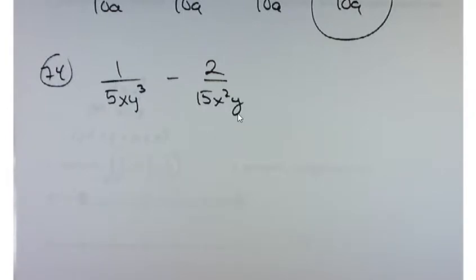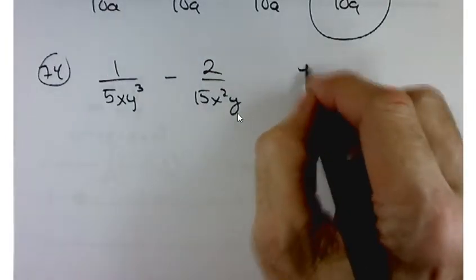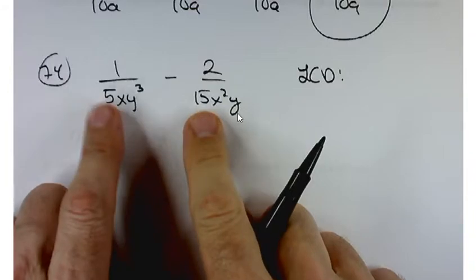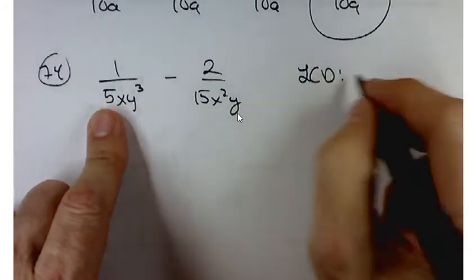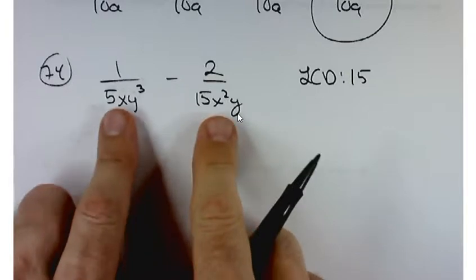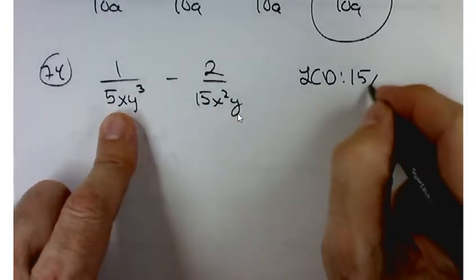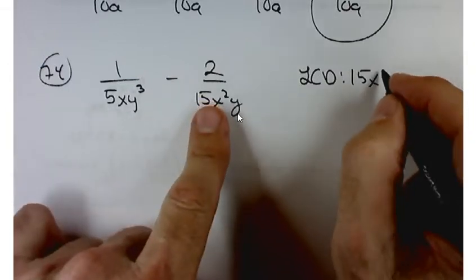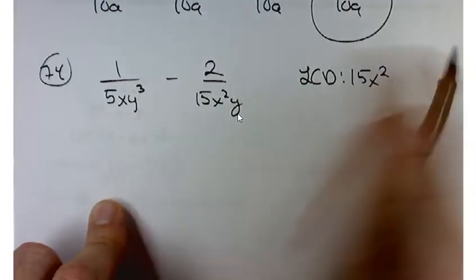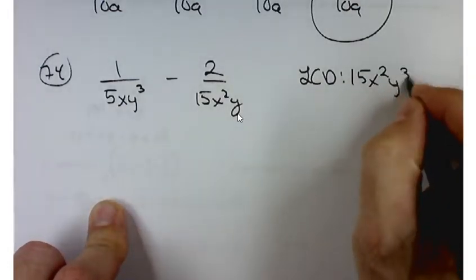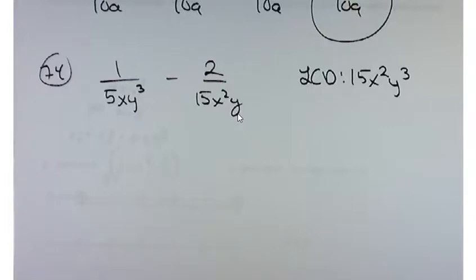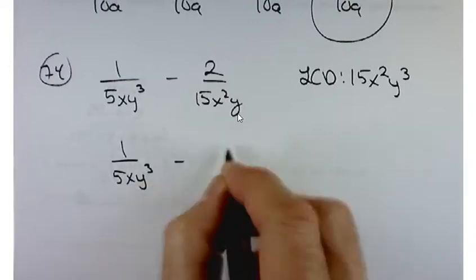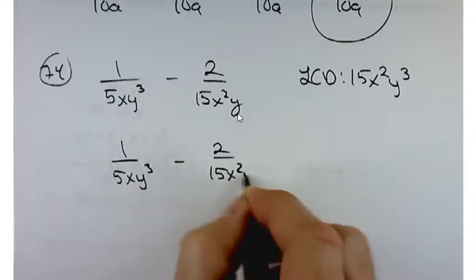Okay, so as far as the LCD is concerned, let's take a look at it in a couple parts. Between the 5 and the 15, what's the LCD? 15. Okay. How many x's do I need as part of my LCD? That would be what's common, but I need 2 of them as part of my lowest common denominator. And then I'll need 3 y's. All right, so let's do this: 1 over 5xy cubed minus 2 over 15x squared y.